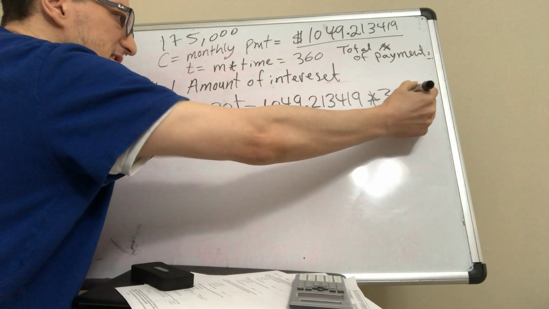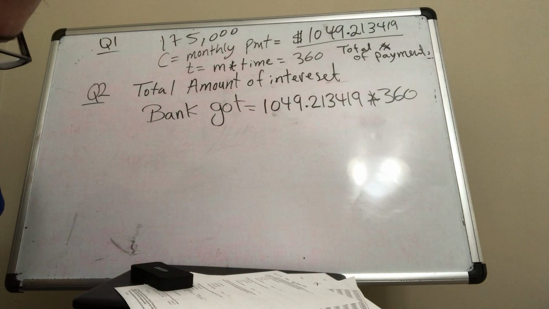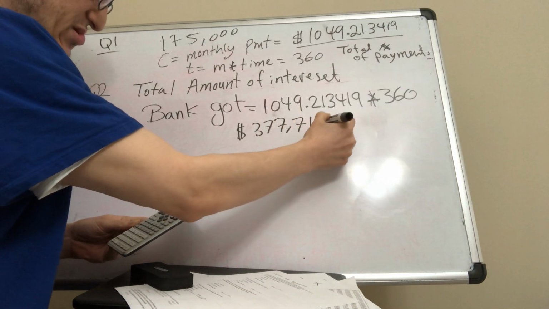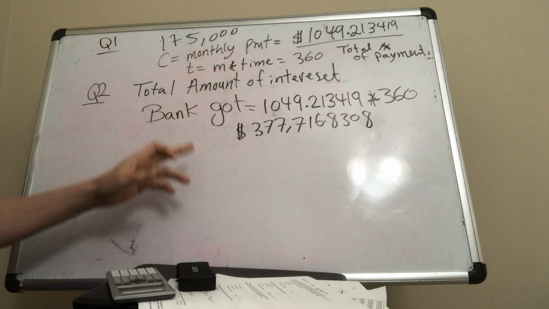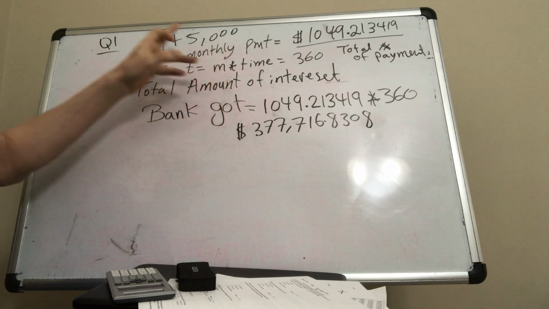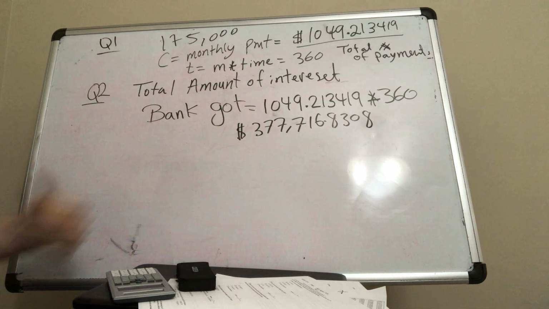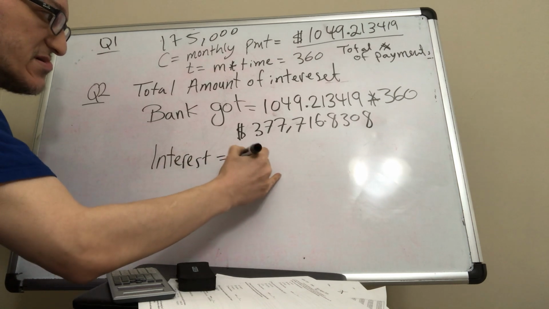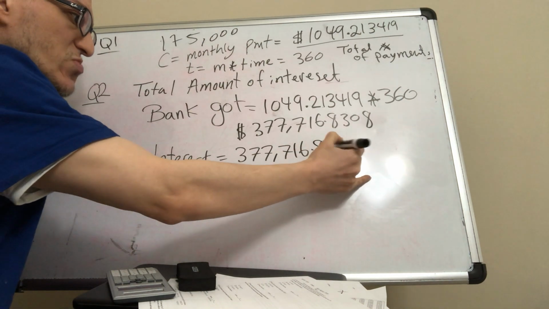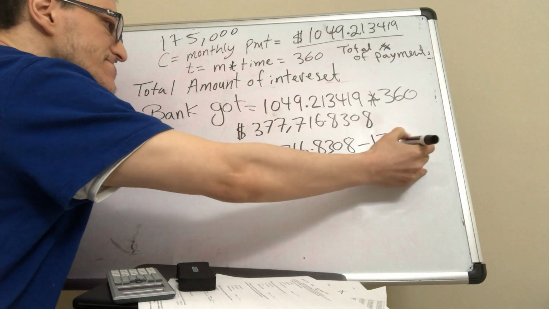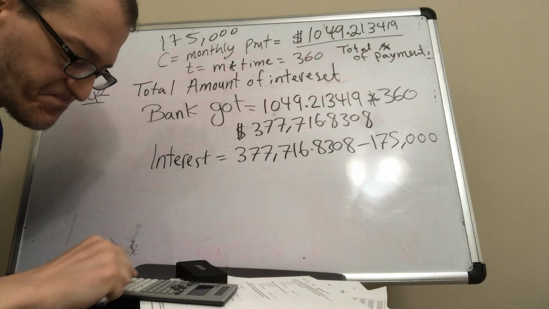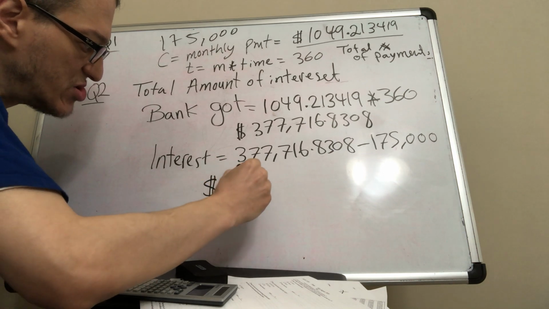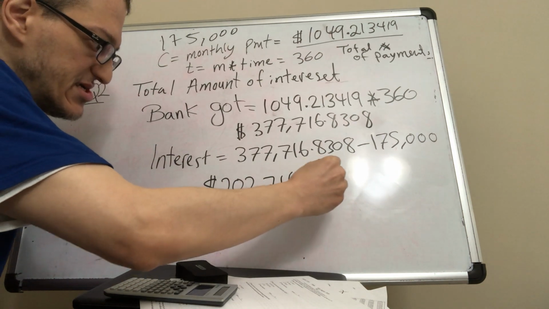$360 times. So the bank got 377,716.8308. But you actually got from the bank 175,000. So you got 175, you pay back 377. So the interest you pay would be the difference between what the bank got and what you got from the bank. Interest amount is 202,716.8308.